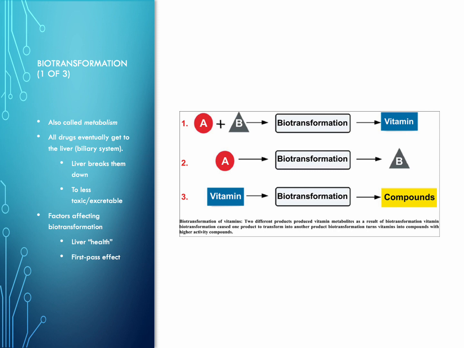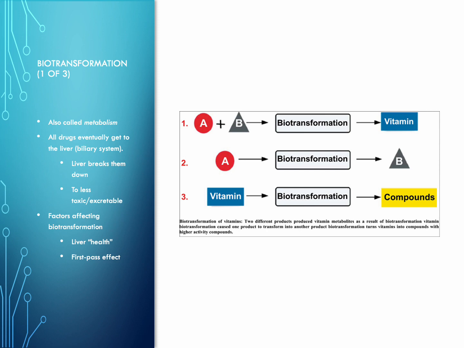There's going to be some unbound drug remaining that did not get used up. And eventually, these unbound drugs, right, they're traveling in the cardiovascular system. They're going to arrive at the liver. The liver is the primary place where biotransformation takes place. Now, biotransformation and metabolism, we use those to mean the same thing.